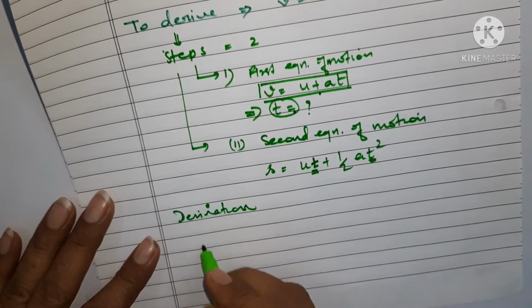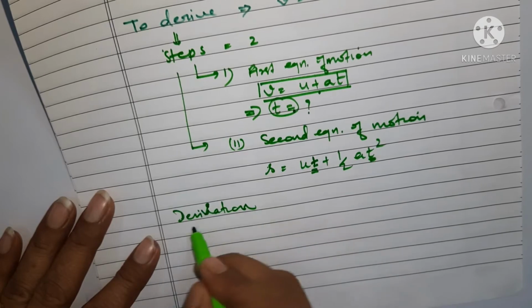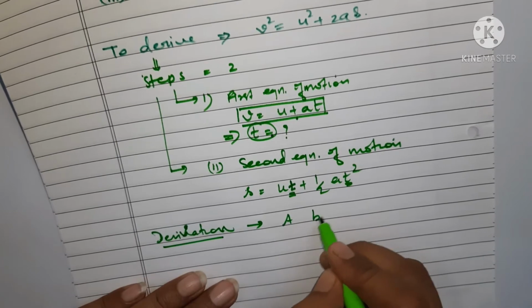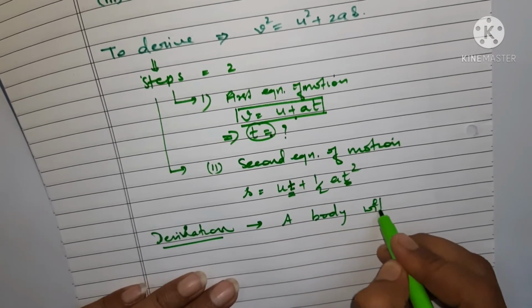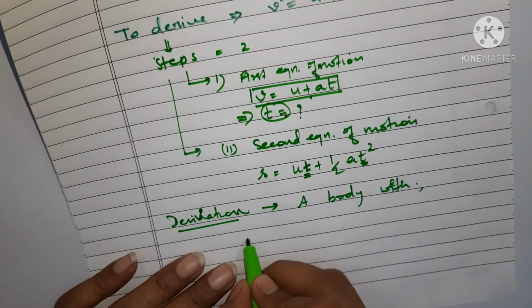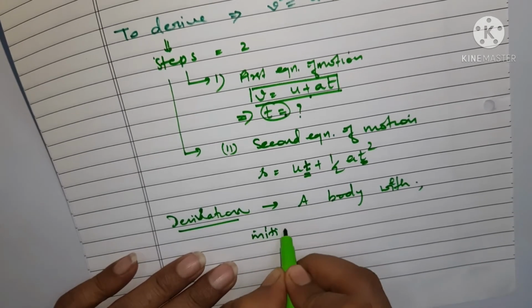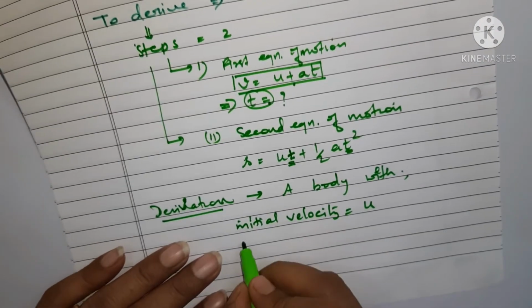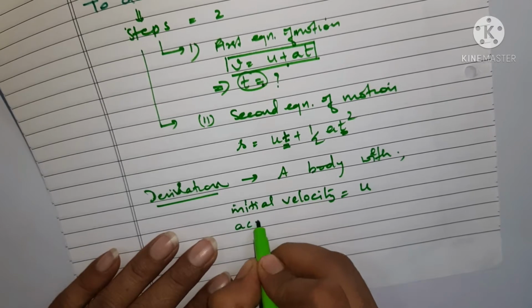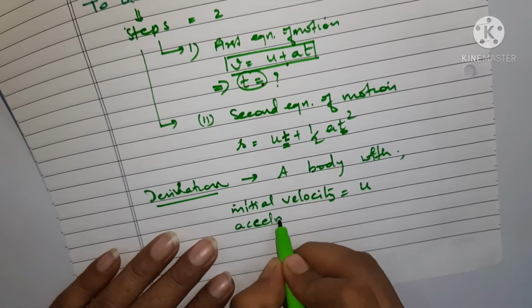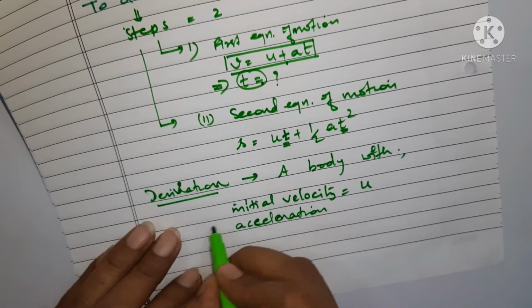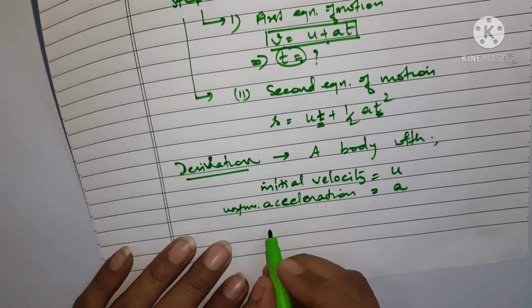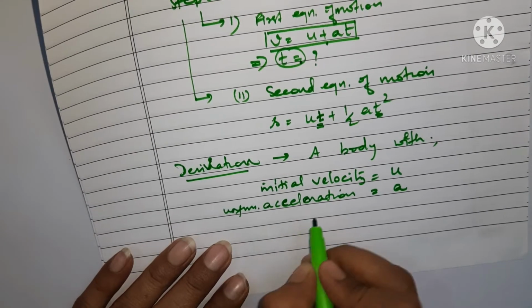Again we are going to suppose that we have a body with initial velocity u and uniform acceleration a.